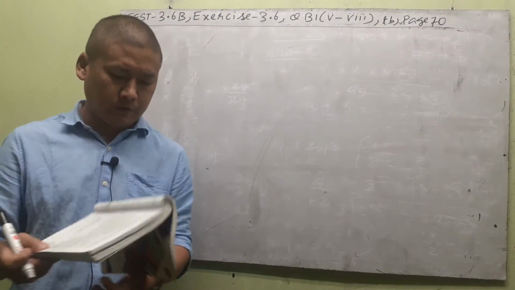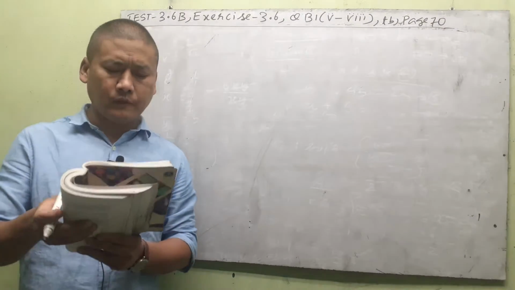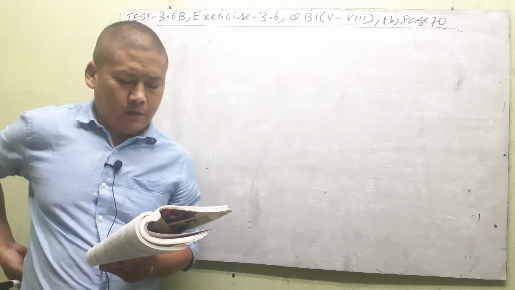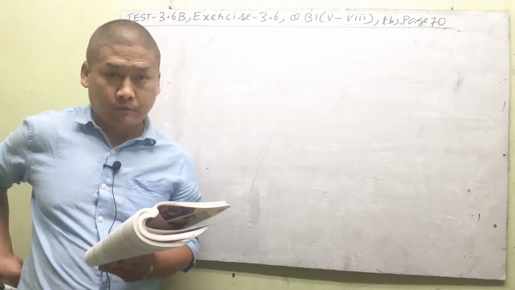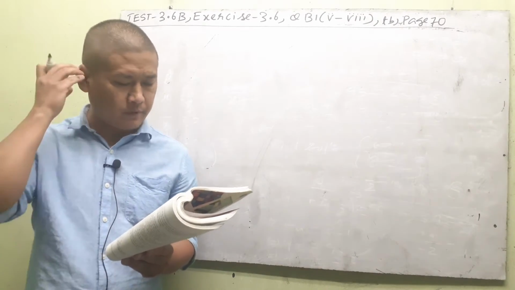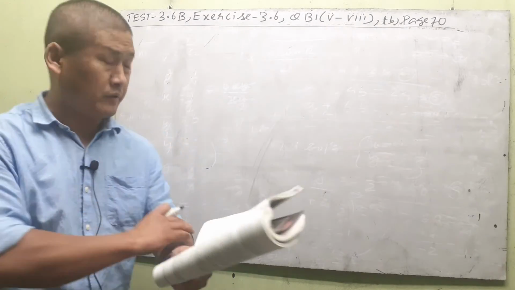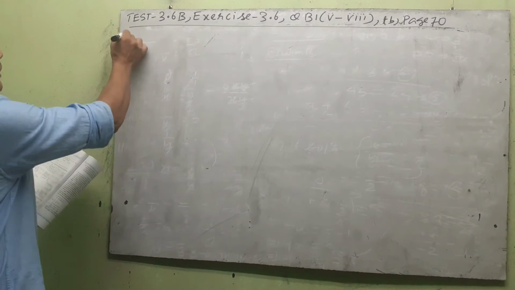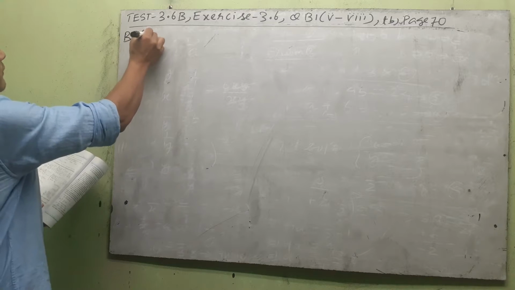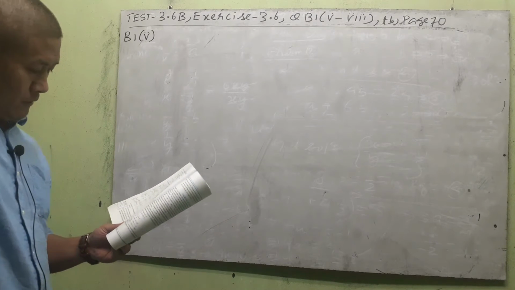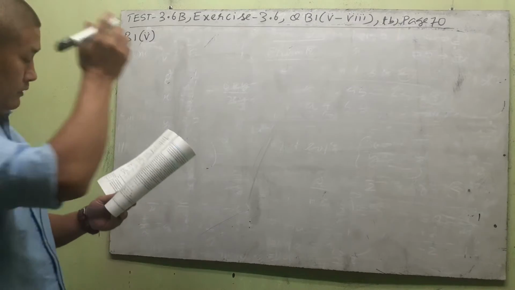Let me read the question for us once more. Solve the following pairs of equations by reducing them to a pair of linear equations. That means we have to reduce them to a normal pair of linear equations first. So B1 subheading 5. So let us go there, and it's written there.